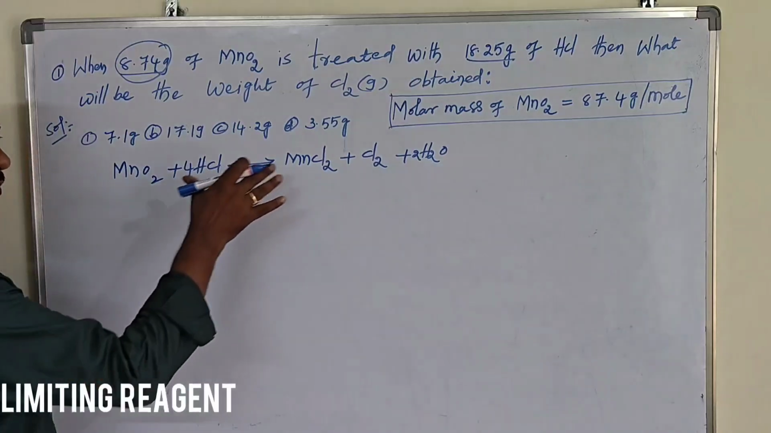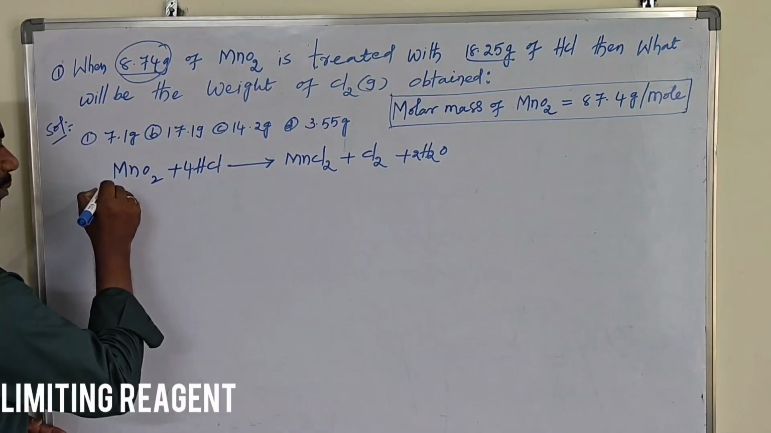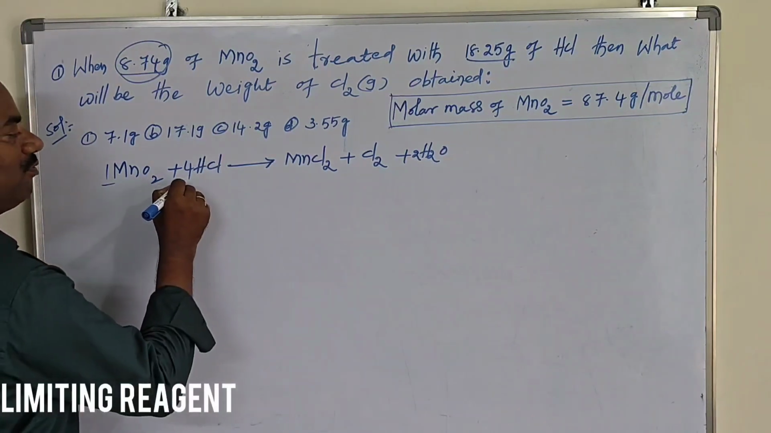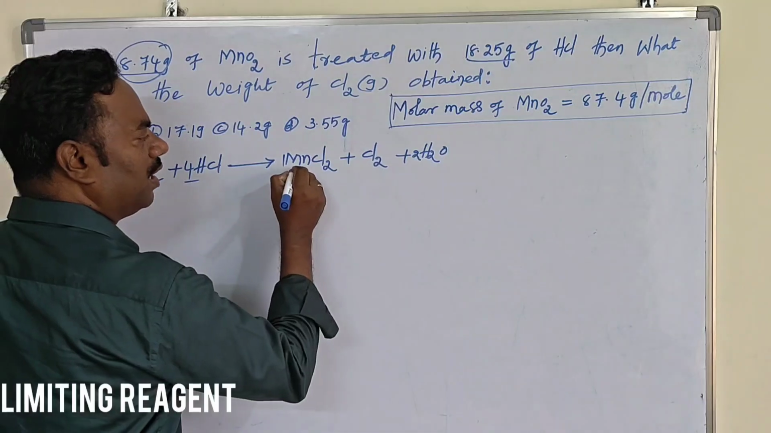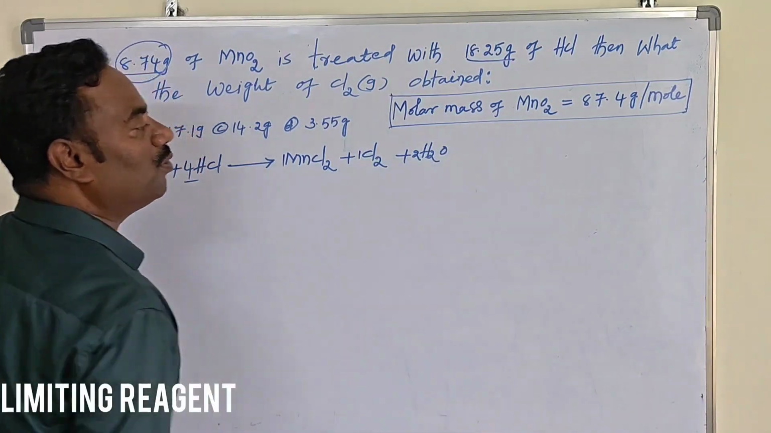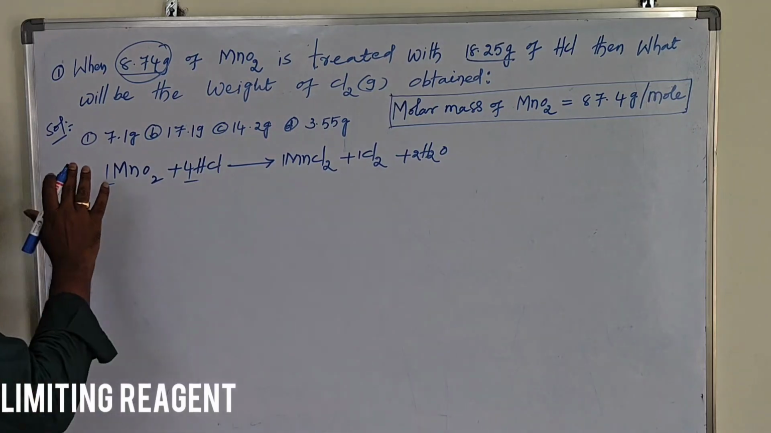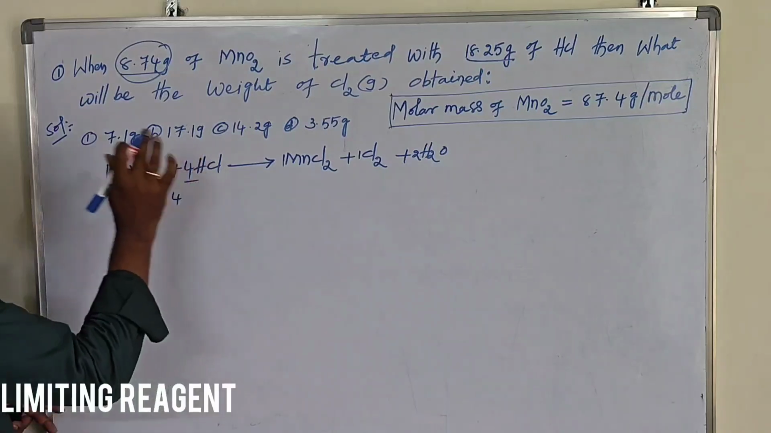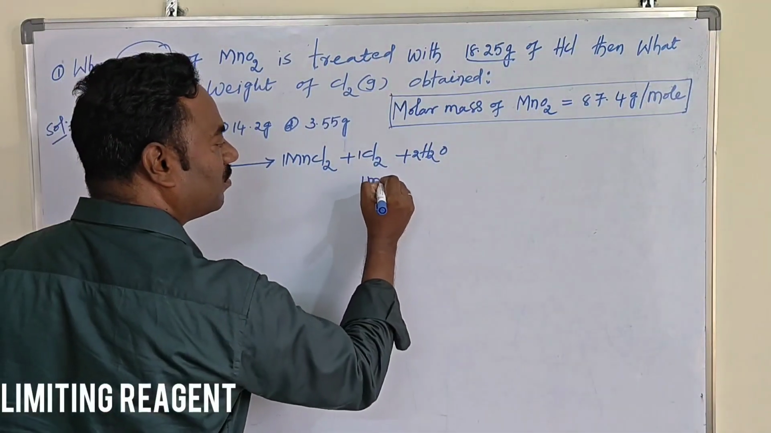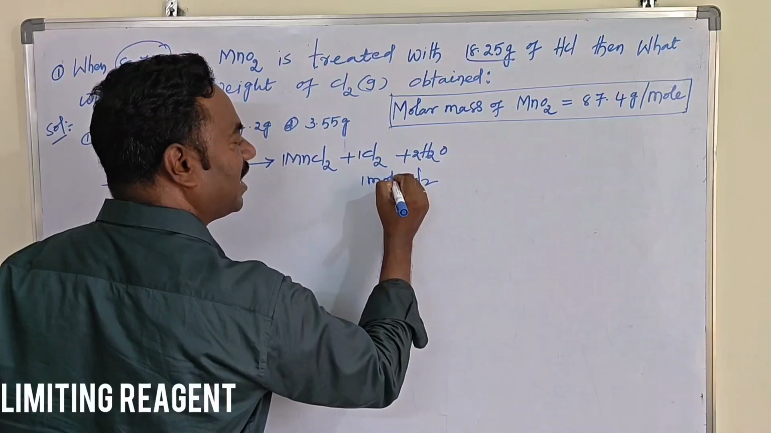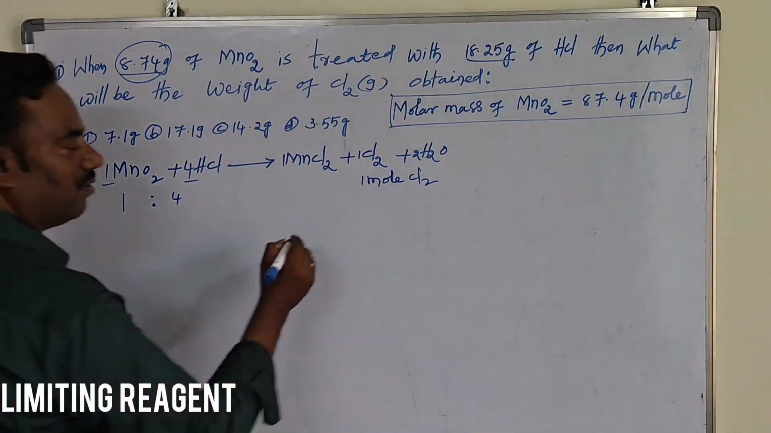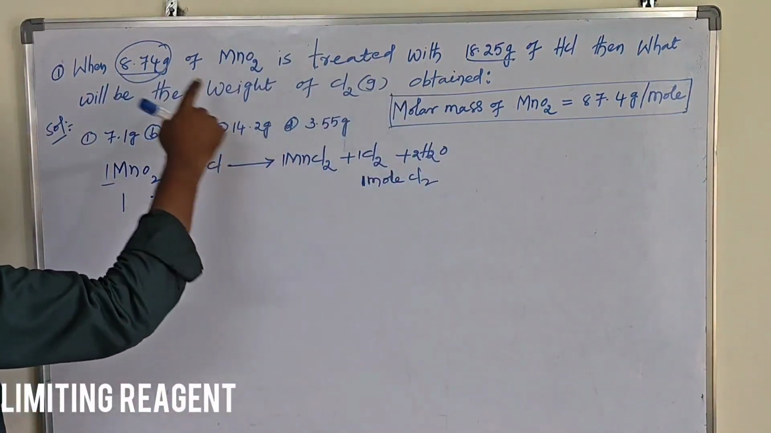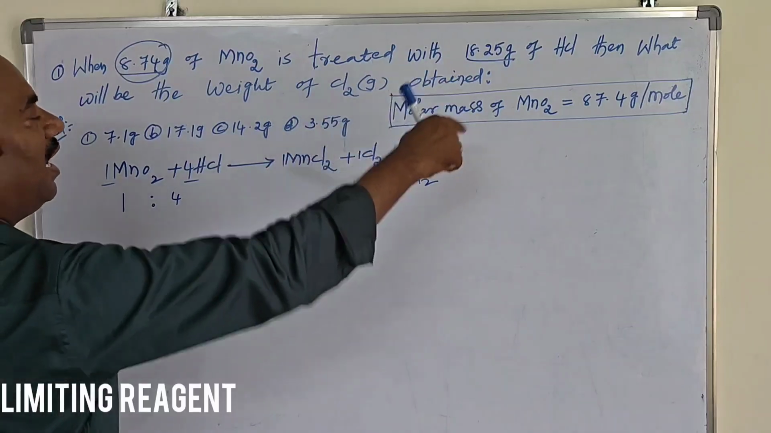From the balanced chemical equation, we know that 1 mole of MnO2 reacts with 4 moles of HCl to produce 1 mole of MnCl2, 1 mole of Cl2 and 2 moles of H2O. So 1 mole of MnO2 always reacts with 4 moles of HCl and can produce 1 mole of Cl2. This is the data from the equation. But in the problem, they gave the masses of MnO2 and HCl.